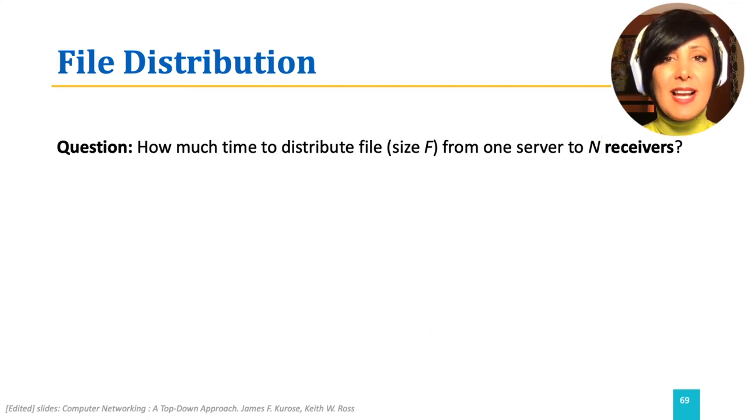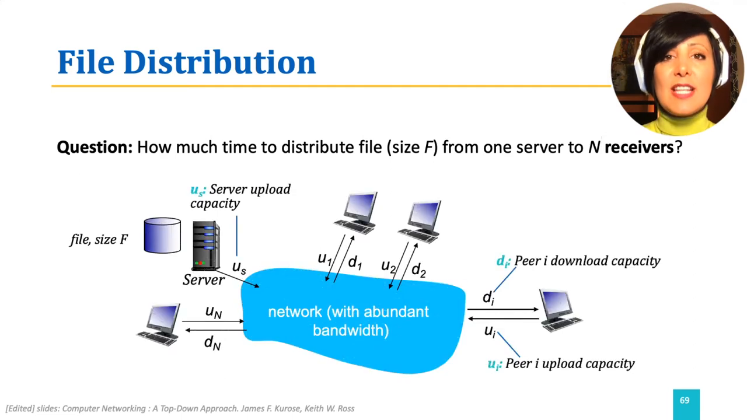Assume our file size is F and it is on a server. To distribute the file, it needs to be sent or uploaded from the server and received or downloaded by the receivers. We want to find out how much time it takes to distribute a file of size F from one server to n receivers in each of the architectures.